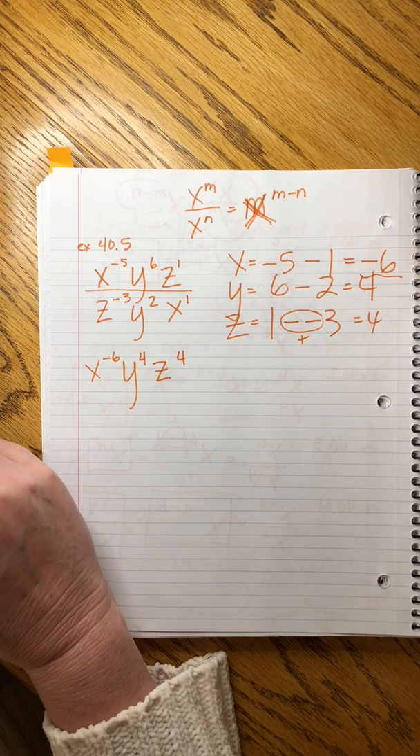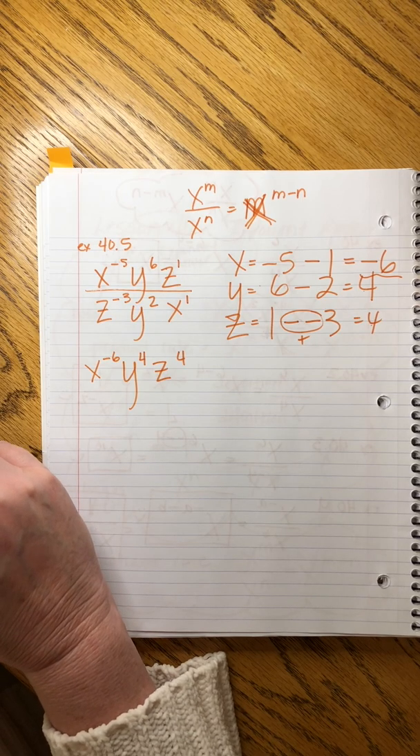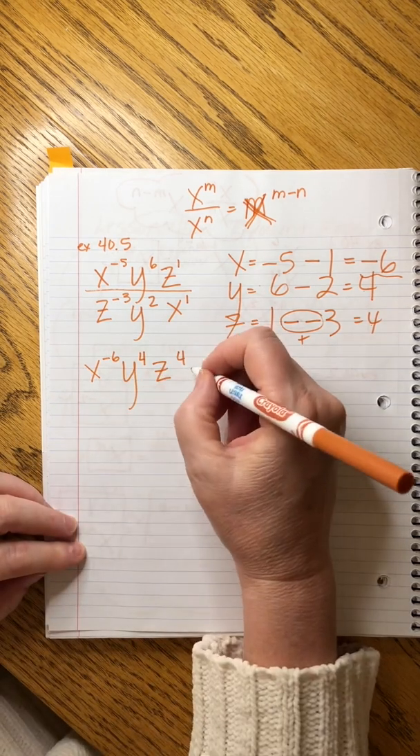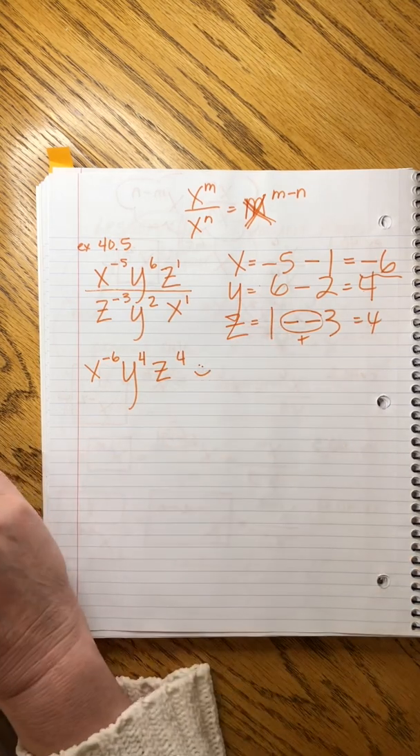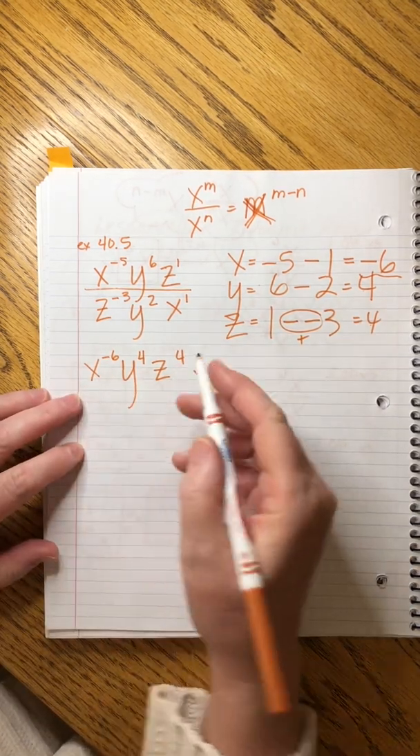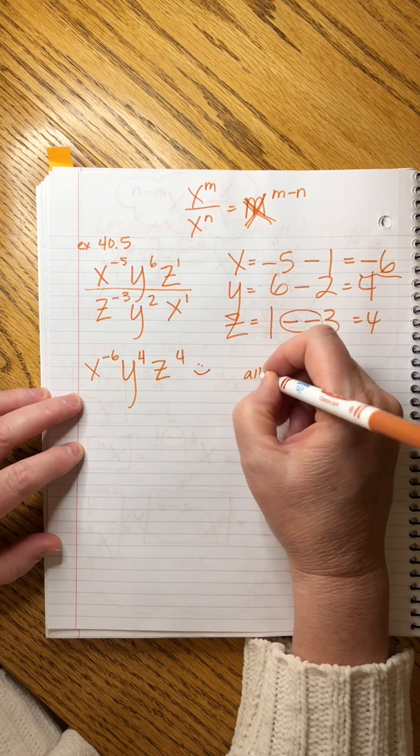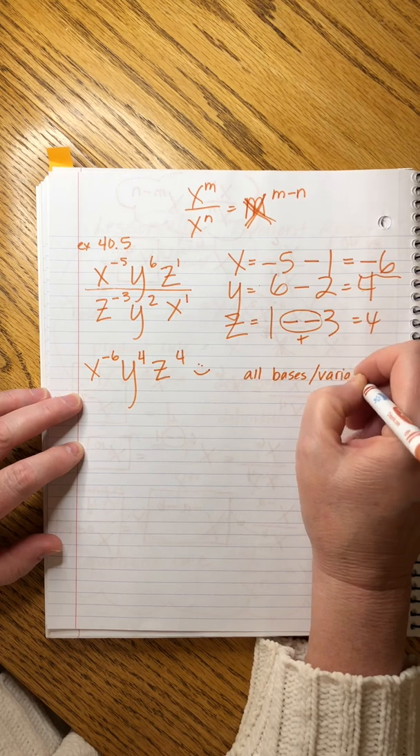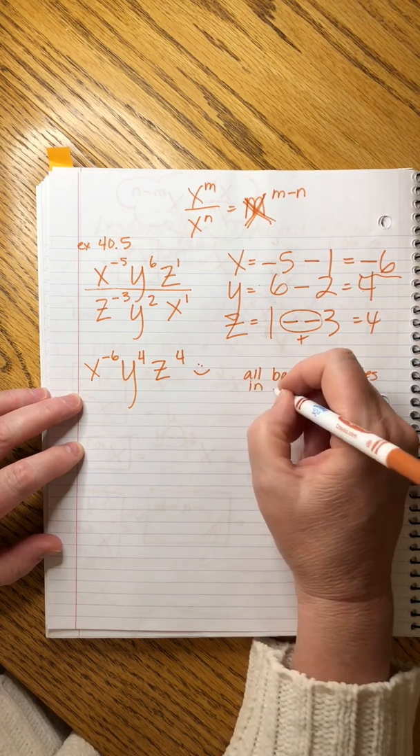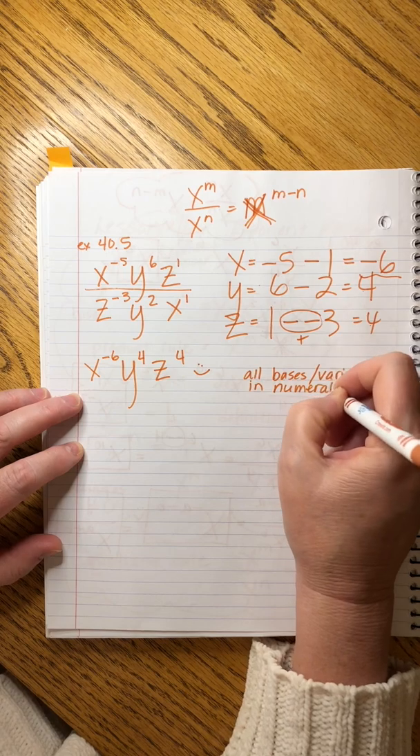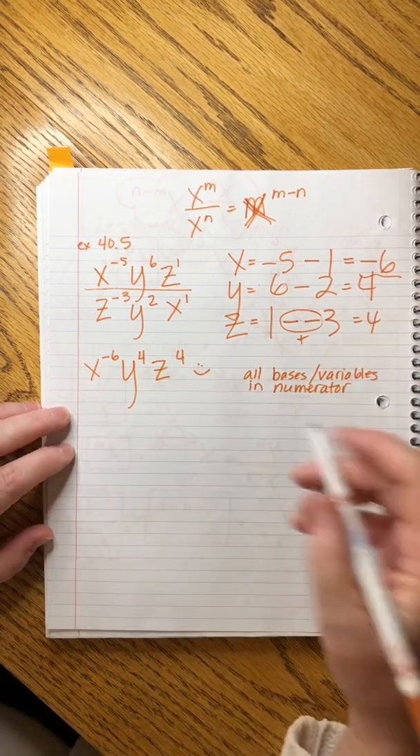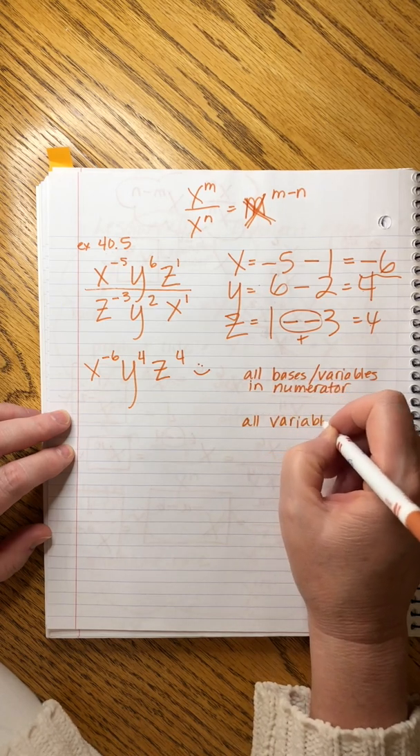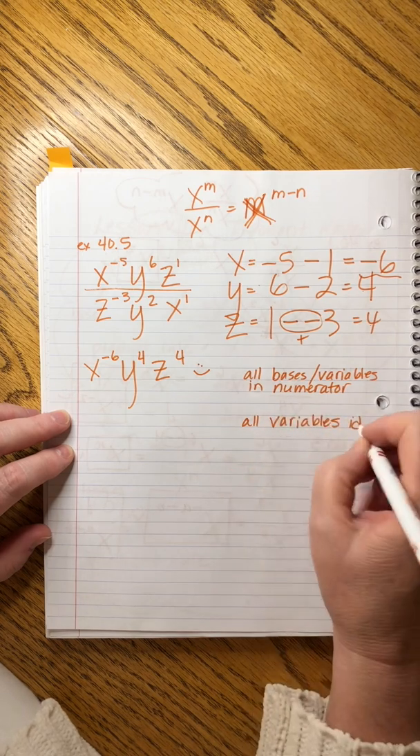Now, John wants to point out that this is correct, but there are 4 different ways that we could write this answer. One is with everything, all bases, or variables, we might say, in the numerator. Right? We wrote everything in the top. Now let's try writing it with all variables in the denominator.